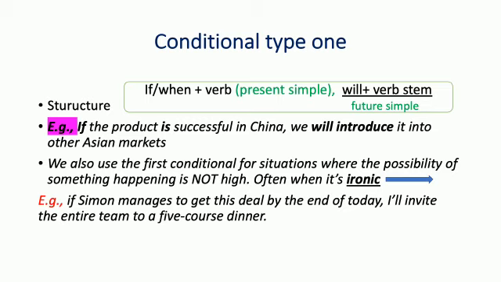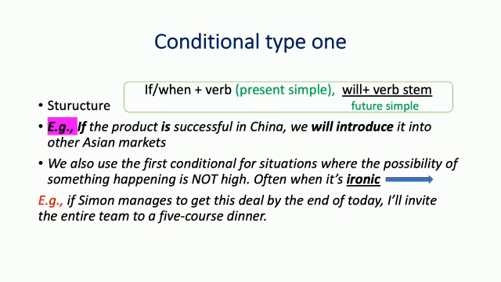We also use the first conditional for situations where the possibility of something happening is not high, often when it is ironic. Ironic here means سخرية, okay, mockery of someone. So here you can use conditional type 1, okay. This is a specific situation. Here we have an example to make it clearer.